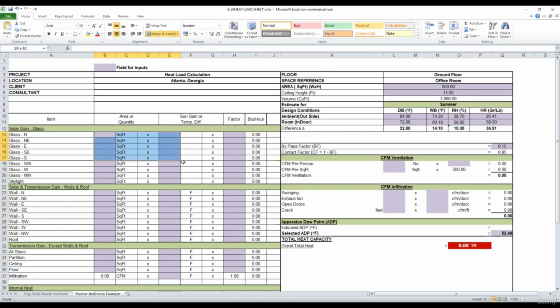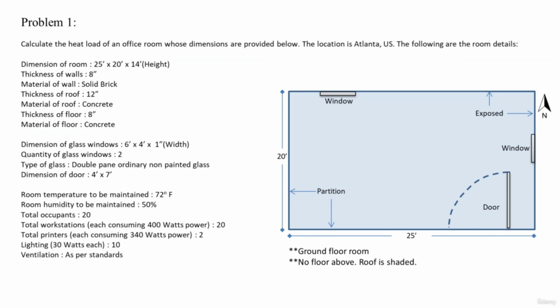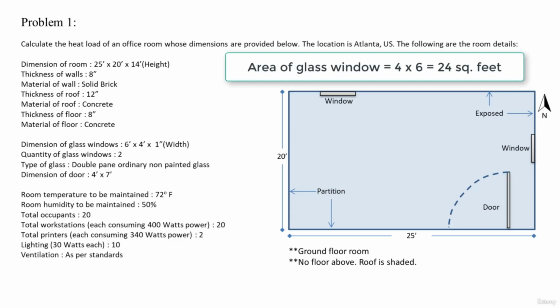So let's now start with the calculation for solar gain through glass. As on the screen, we can observe that the glass windows are situated on the north and east sides of the room, and the dimension of the glass is 4 feet by 6 feet and 1 inch in thickness. Thus, the area of the glass is 4 multiplied by 6, which equals 24 square feet.